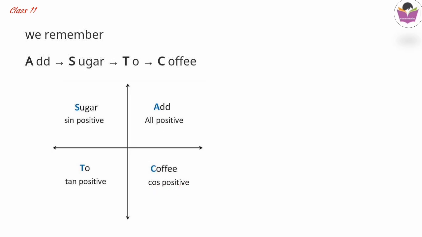If you shorten that, you can just remember four letters, ASTC, which means add sugar to coffee. A stands for all trigonometric ratios, S stands for sine. Once sine is taken, surely cosec also will be coming. Then next is T, that means tan. Once tan is positive, surely cot also will be positive. And the last one is C. C stands for cos. Once cos is positive, sec also will be positive.